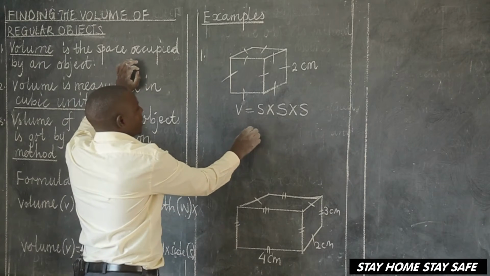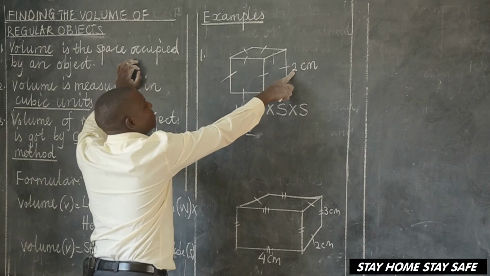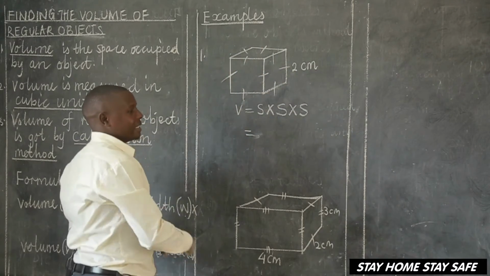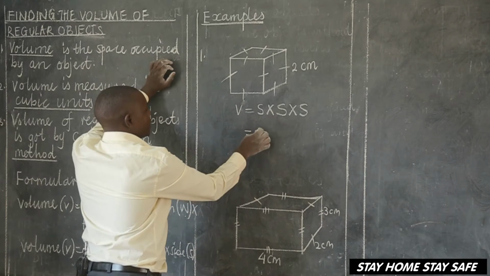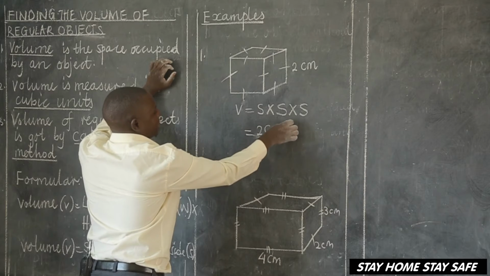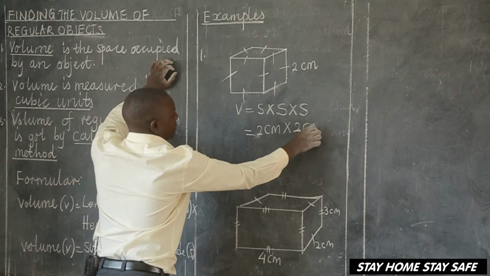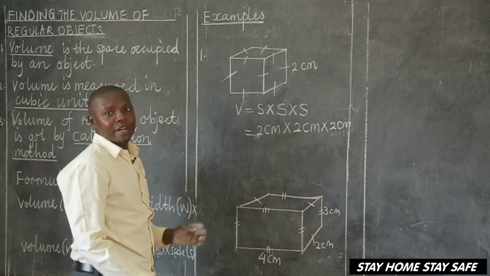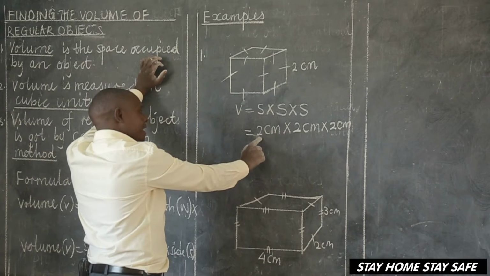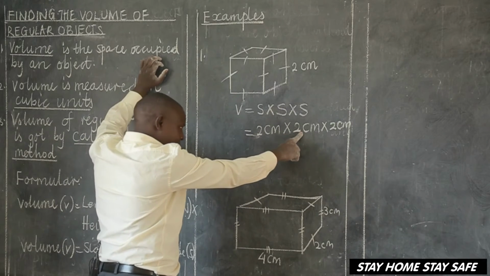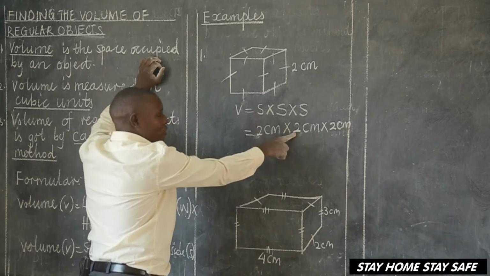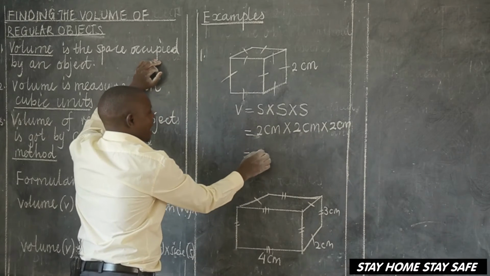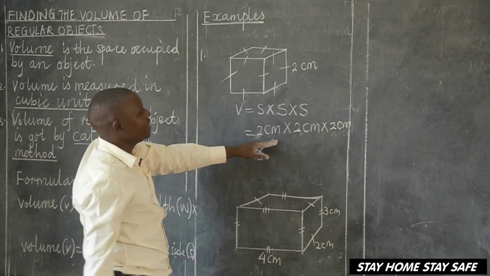When you are given one side as 2 centimeters, know that every side is 2 centimeters. So it will be equal to 2 centimeters times 2 centimeters times 2 centimeters. Are we there, my children? Good. 2 times 2, we shall get 4. And 4 times 2, we shall get 8.